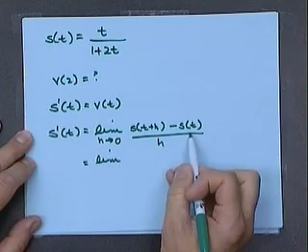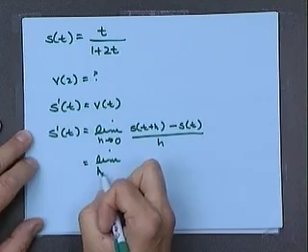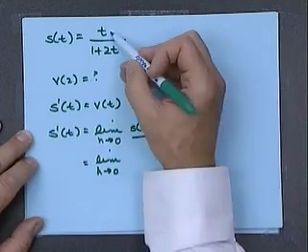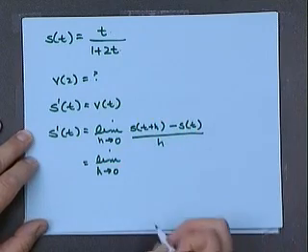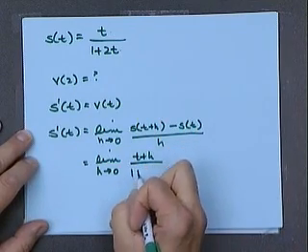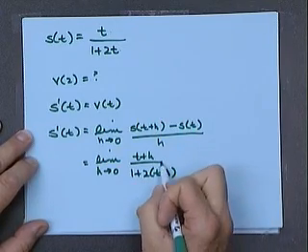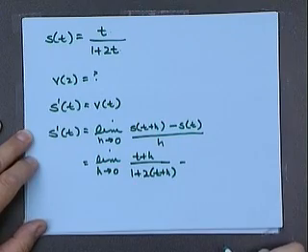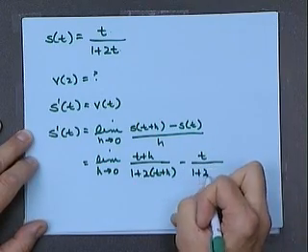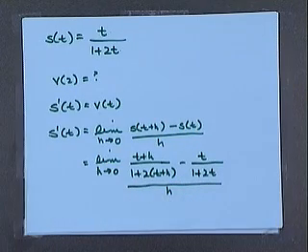You don't have to write that step down. You can go ahead and sub directly into the function itself if you want to. The s of t plus h, everywhere there's a t, it should be replaced with a t plus h. Does that look right? Yes. From that, we're going to subtract the s of t. All of that gets divided by h as h approaches 0.